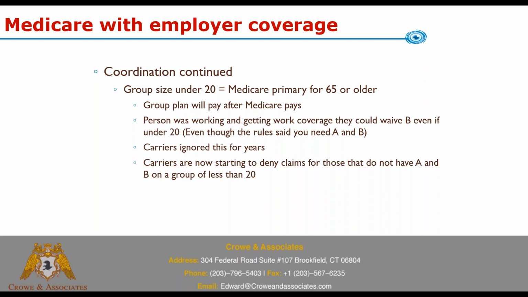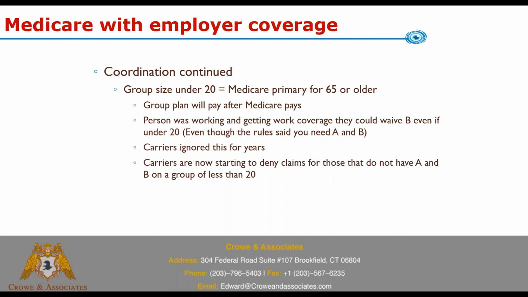The carriers have ignored it. Well, they aren't anymore. So what they're doing now is they're starting to deny claims for people in groups of less than 20 who don't get B. So just to give you an example of that, I'm 66. I'm actively working, getting coverage through my work. My employer is 10 employees. In the past, I would have just waived B. I wouldn't take it because I've got coverage through work, and I'd be fine. But remember, for a group of under 20, Medicare is primary.